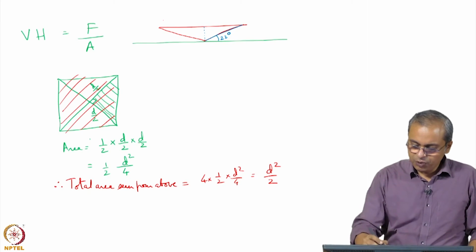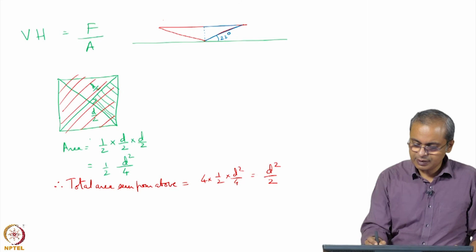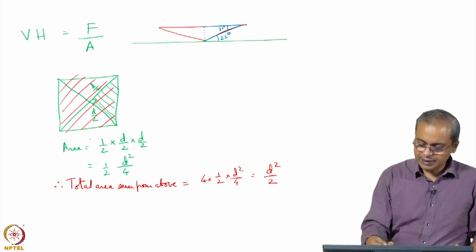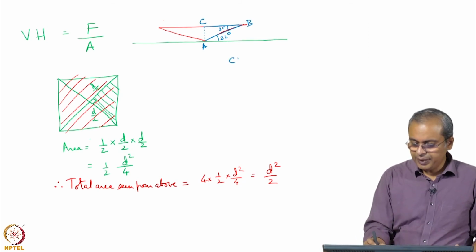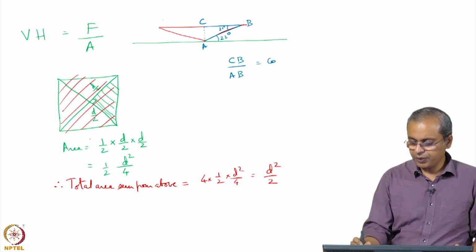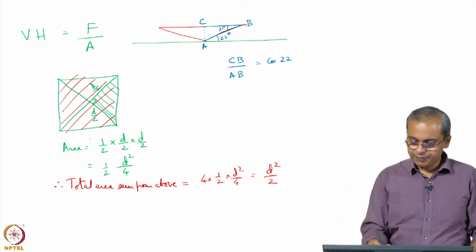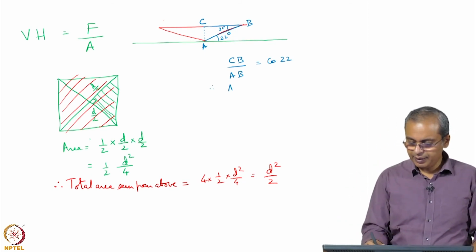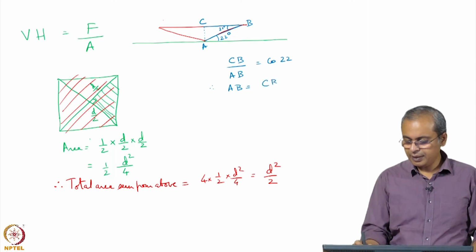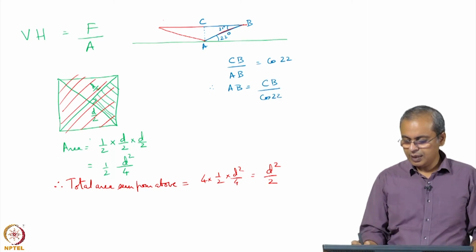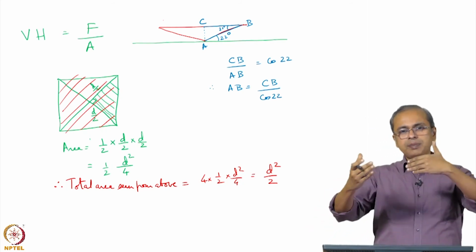If you look at this line here and this line here, this angle is also 22 degrees. Let me say this is A, this is B and this is C. So CB by AB is equal to cos 22, right. Therefore, AB equals CB by cos 22. So that is a linear dimension. The same thing will happen for the area.